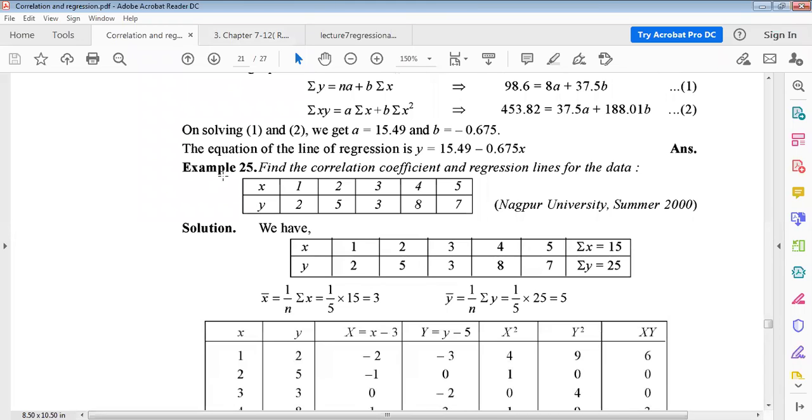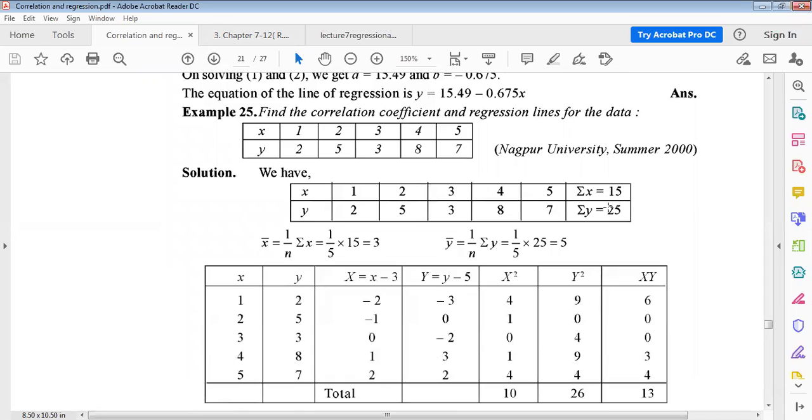Now, another example, example 25. Find the correlation coefficient and regression lines for the data. This is the x data and this is the y data. We are finding the relation between x and y. So this is summation x and this is summation y, just taking addition. So x bar will be summation x divided by n, which is 3, and y bar will be 5.